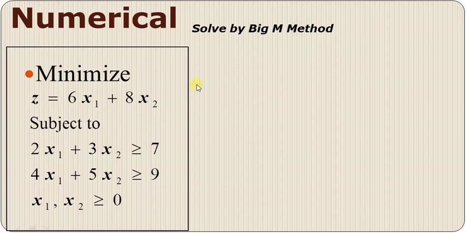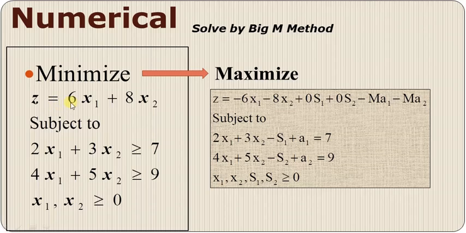In such types of examples, first of all, we have to convert a minimize function into a maximize one. It's only for simplification. For that, we have to multiply the objective function by -1. That's why it becomes z equal to -6x1 minus 8x2 plus 0s1 plus 0s2 minus Ma1 minus Ma2, subject to some constraints. Now we can see here they have given the greater than or equal to sign.